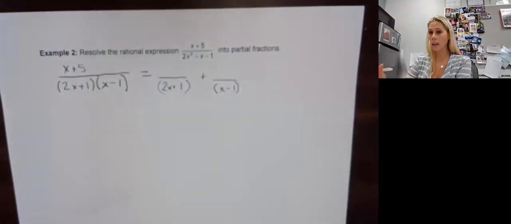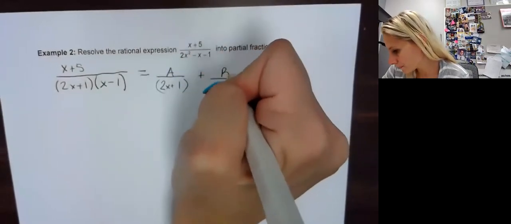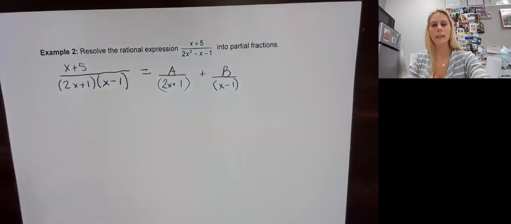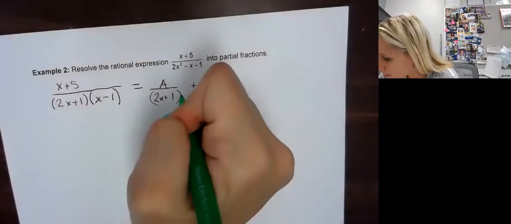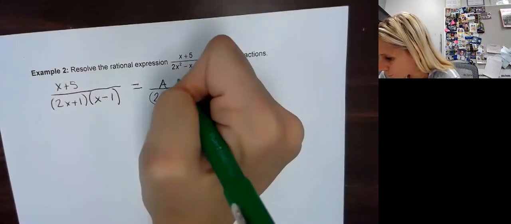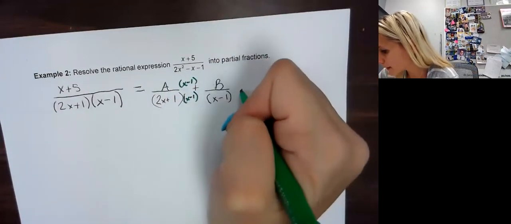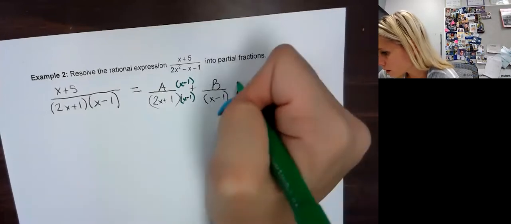Again, these are two factors. We have an a and a b. Remember the next step? The next step was common denominator. So this one's missing an x minus 1. Whatever widget in the bottom, widget at the top. This one's missing a 2x plus 1.